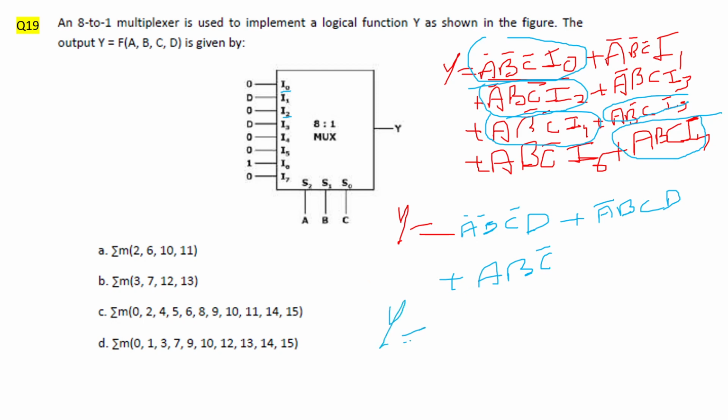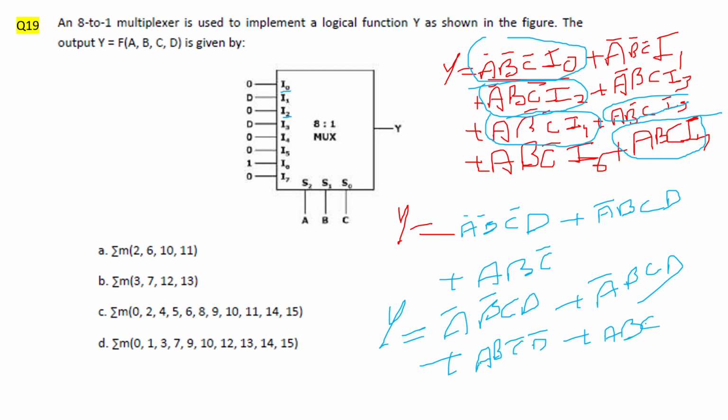So y will be equal to a b complement c d plus a complement b c d plus a b c complement d complement plus a b c complement d. So this is sum of 1 plus 1 is 3, this is 1 plus, this is 2 plus 1 is 3, this is 4 plus 2 plus 1, this is 7, this is 8 plus 4, 12, this is 13. So sum of min terms 3, 7, 12, 13.